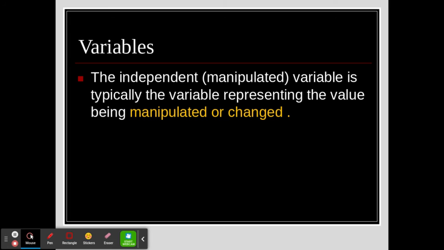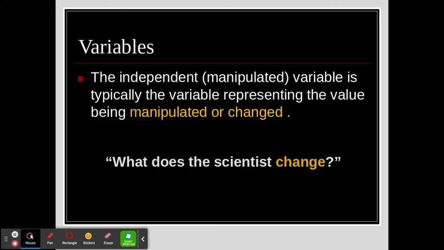So when I think of that word manipulated, it's you as a scientist. What are you trying to control? What are you trying to see? In that example that I just mentioned with the plants and the different colors of light, that's going to be your independent variable. I want to see if I shine different colors of lights on these plants, if they are going to change their growth. Okay, so that would be the independent variable.